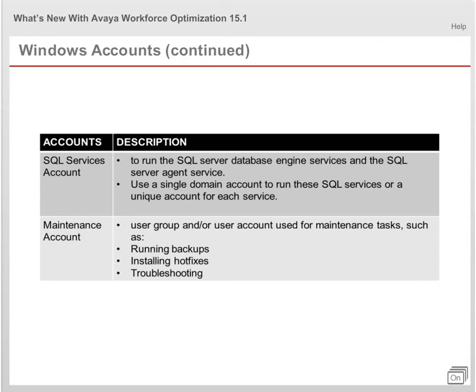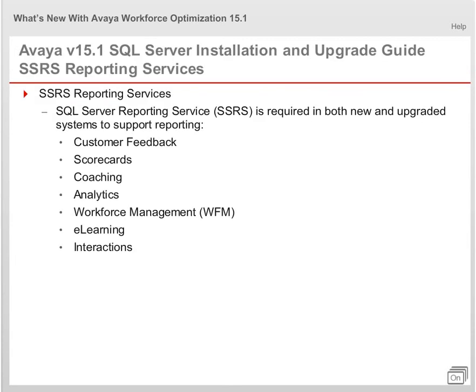This account must have the following rights for each of these servers: local Windows administrator rights and SQL Server sysadmin rights. The Windows user rights assigned are detailed in the User Rights, Windows Services and Settings Guide. The new SQL Server Installation and Upgrade Guide contains a section describing the process required to install and configure SQL Server reporting services, which at release 15.1 replaces business objects and Cognos reporting engines.